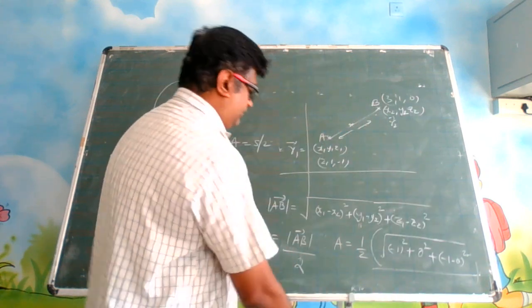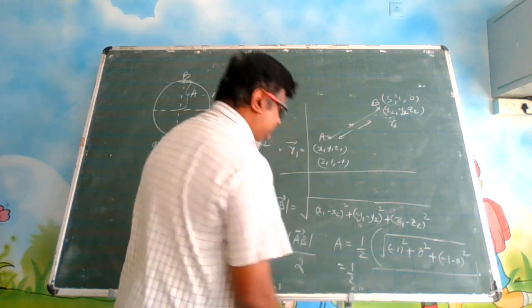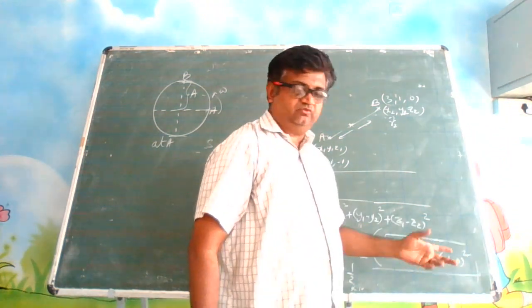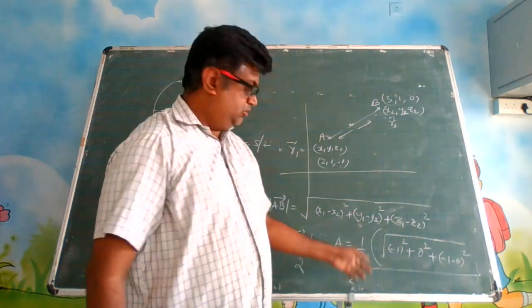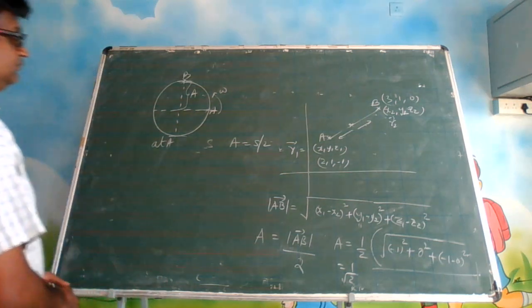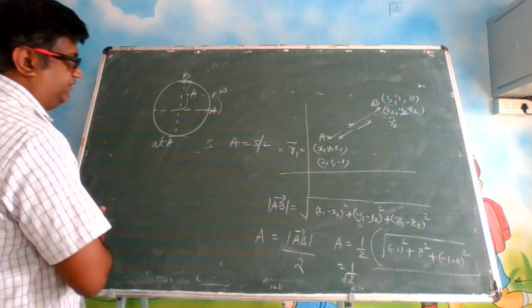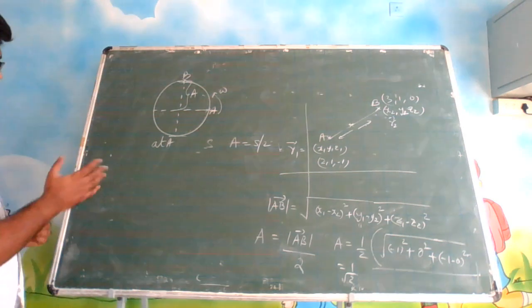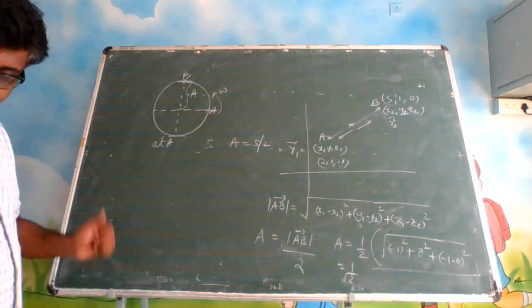Okay, this you have to find out. So it is equal to half root over 1 plus 0 plus 1. Minus 1 whole square is 1. 1 plus 1 is 2. Root over 2. So it is 1 divided by root 2. Amplitude is 1 divided by root 2 units. Okay, so just note it down.